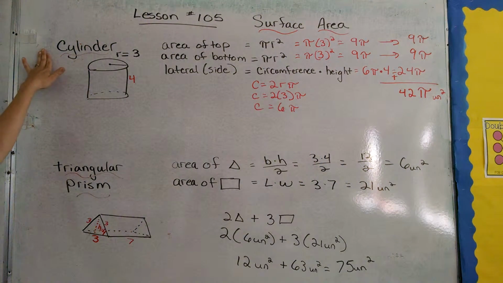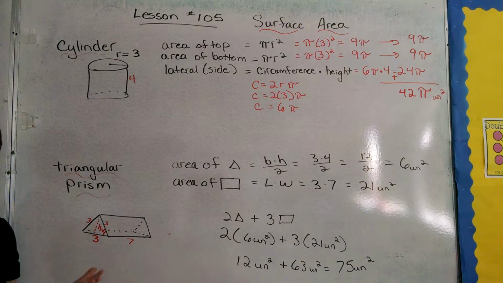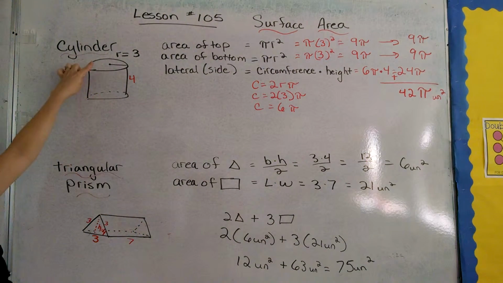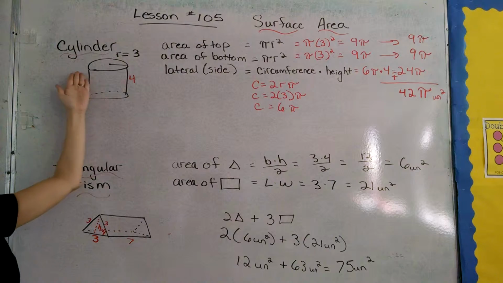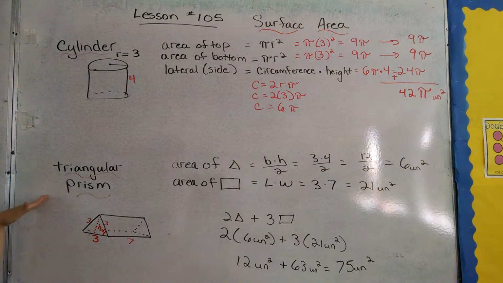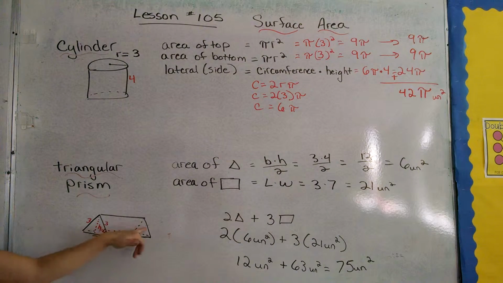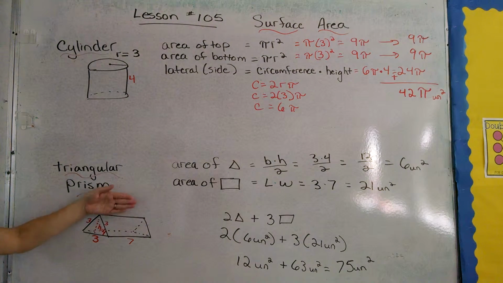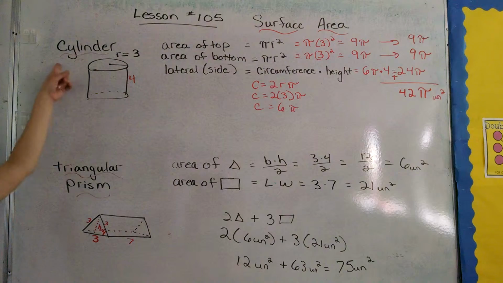One is a cylinder. A cylinder looks like a soup can or like a paper towel roll. It has circles on the top and bottom, and the middle wraps around it. The other is going to be a triangular prism, which has triangles on the ends and rectangles around the middle. Let's start with the cylinder.